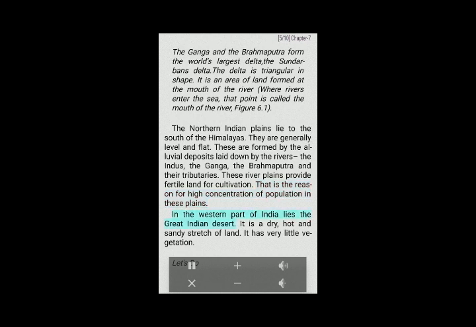In the western part of India lies the Great Indian Desert. It is a dry, hot and sandy stretch of land. It has very little vegetation.